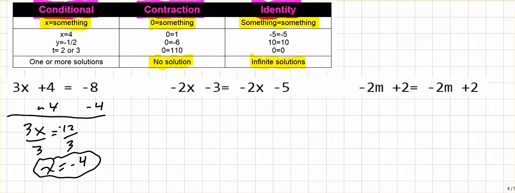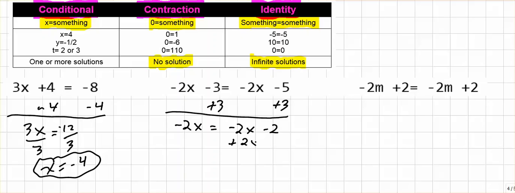The next one, we will solve similarly. We'll add 3 to both sides. So we have -2x equals -2x minus 2. Add 2x to both sides. The 2x's go away, so we're left with 0 equals -2. That's an example of a contraction. Nothing will work to make this equation equal.